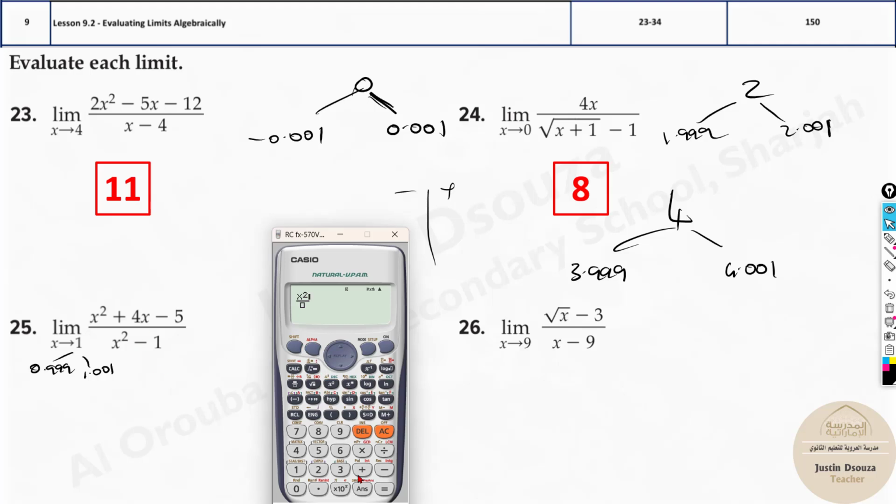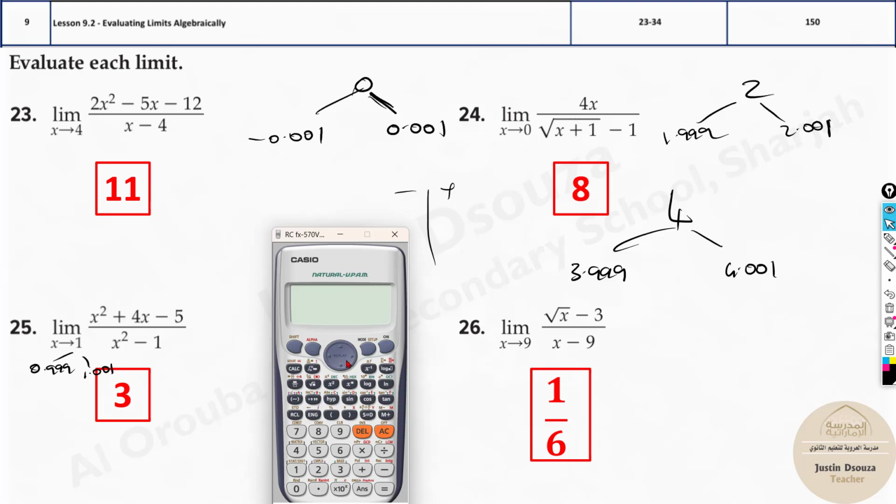It's x squared plus 4x minus 5 divided by x squared minus 1, calculated at 0.9999. The answer is 3. And what about the other side? Calculated at 1.0001. The answer is 2.99, which is 3. Similarly, do the other values, guys. Now this one I'll do, because these were all whole numbers.